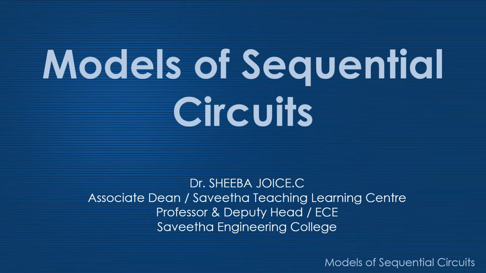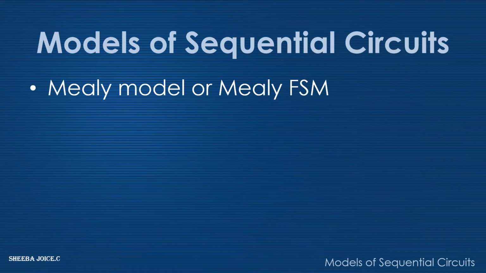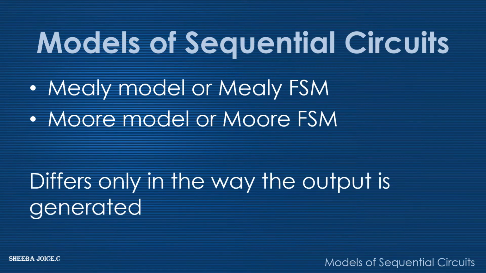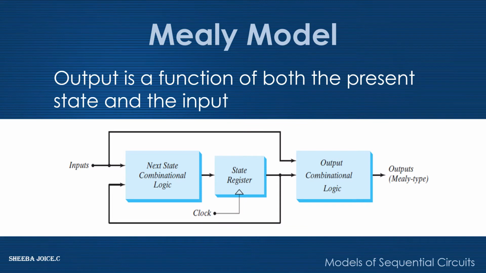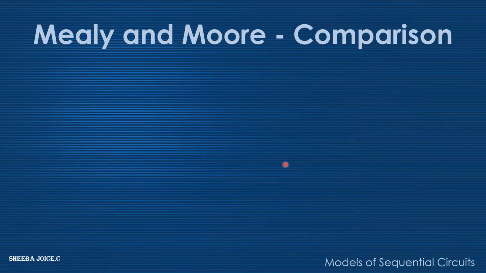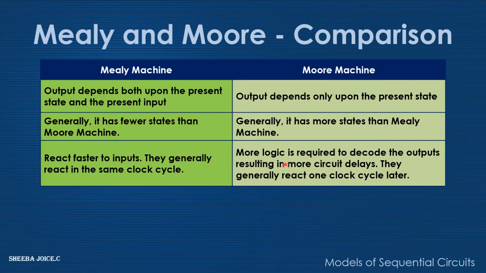Models of sequential circuits. There are two models, namely the Mealy model or Mealy finite state machine, and the Moore model or Moore finite state machine. It differs only in the way the output is generated. In the Mealy model, output is a function of both the present state and the input, whereas in the Moore model, output is a function of only the present state. We can compare Mealy and Moore models.